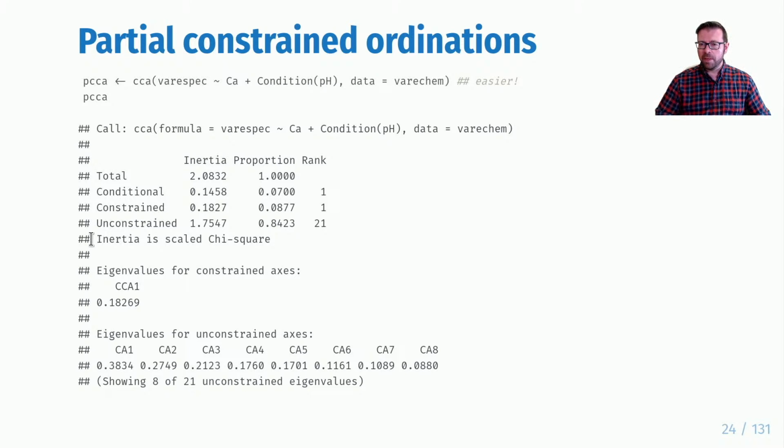Okay. And then we have one constrained eigenvalue, or one constrained axis, and that's because our model actually only has one constraint in it. We don't count the partial bits in terms of the eigenvalues, because essentially we've removed that first, the effect of pH, residualized the data with respect to that, and then just gone and fitted a CCA to the remainder.